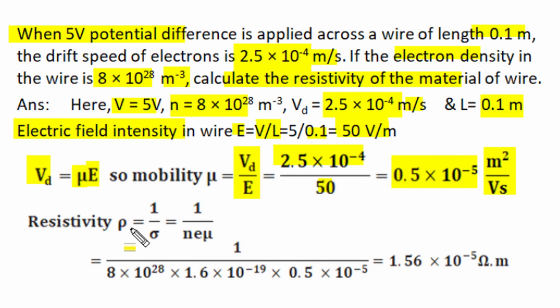And we know the conductivity is n e mu, where n is number of free electrons per unit volume, 8 × 10^28 given in this case. e is electronic charge, 1.6 × 10^-19 coulomb. Mu is mobility calculated as 0.5 × 10^-5 meter square per volt second. And inverse of conductivity is resistivity, and when we make the calculation we find that resistivity of this wire is 1.56 × 10^-5 ohm meter.